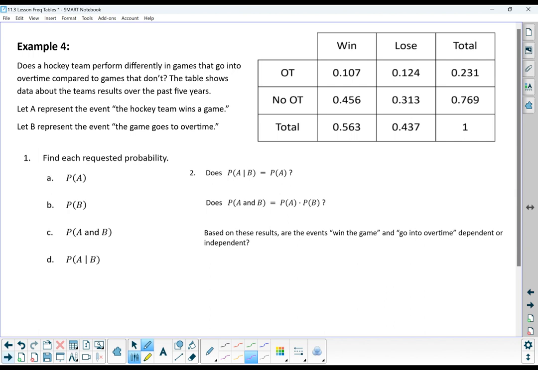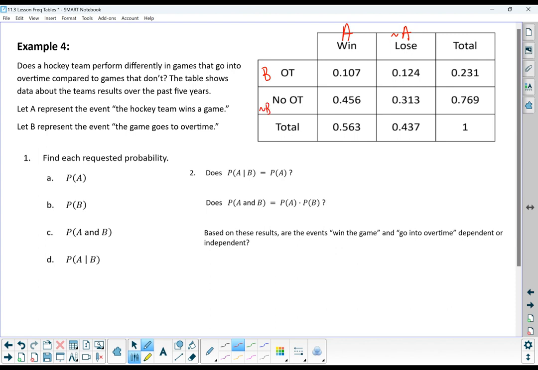Okay, so here is some information about a hockey team. We have the frequency of their wins and losses, and then we have the frequency of when the games went into overtime or not. So we're going to let event A represent the hockey team wins a game. So this is going to be A. That means this is not A, so I'm going to use that not squiggle. And B is representing the event that the games go into overtime, which makes this not B.